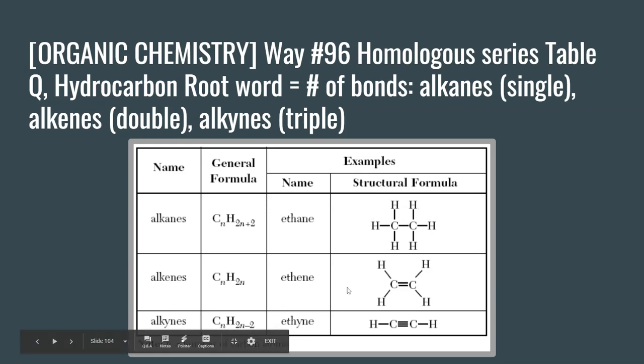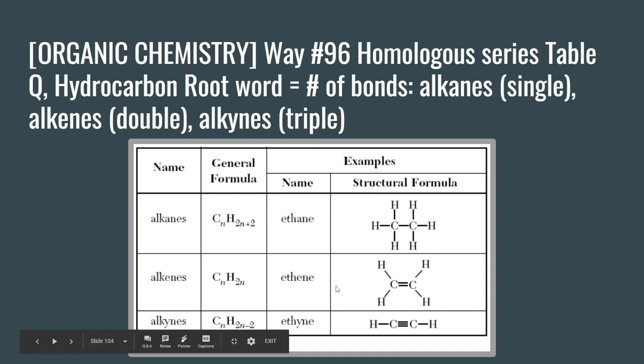If the bond between two carbons contains a double bond, then it's going to end in the root word -ene. It's going to have the general formula CnH2n. So for example, ethene has 2 carbons and 4 hydrogens in total. So here n equals 2. And these are generally referred to as alkenes.